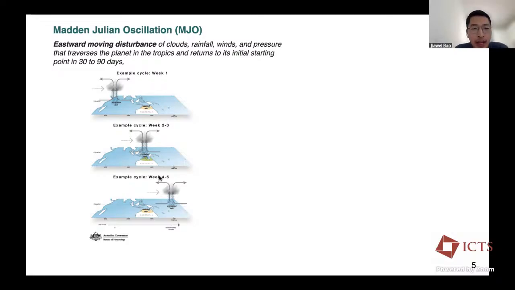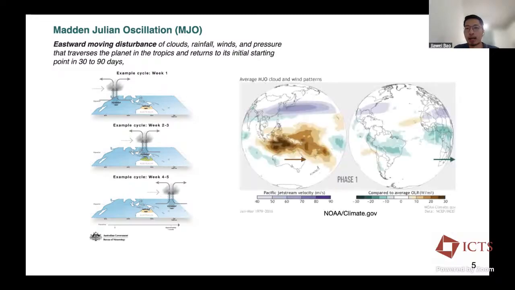including circulation. And by week 4 and 5, it moves further eastward to the Eastern Pacific. In addition to the signal of the rainfall, the wind and pressure signal actually travels further eastward.